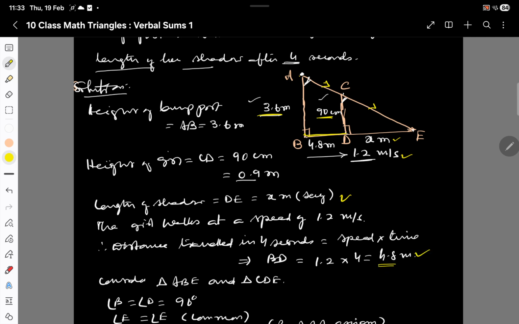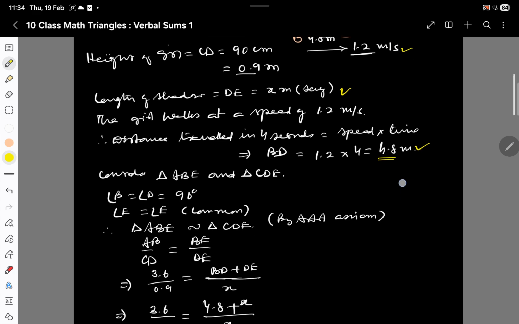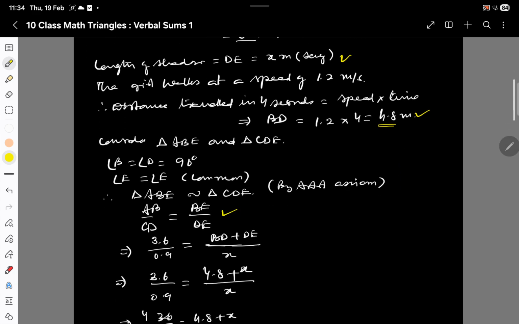And compare triangle ABE and triangle CDE. You can check these two are right angles because these are heights. This is one pole, the lamp post, and this is the girl walking. Therefore, both are perpendicular to the baseline, and therefore these are 90 degrees. This angle E is common in both the triangles, and by default these two angles are equal. You can otherwise say that since these two are parallel, with this as a transversal, these two angles are equal. And thereby the triangles are similar, therefore the sides are in proportion.